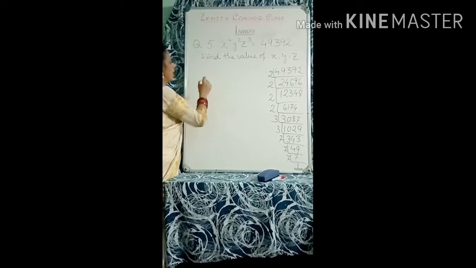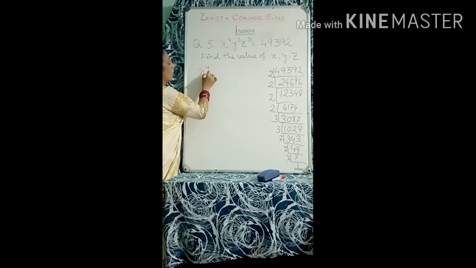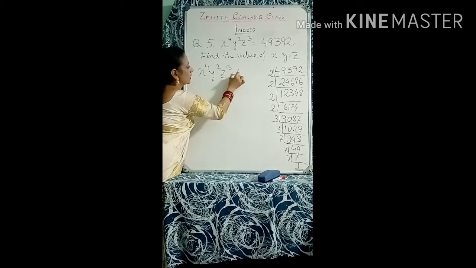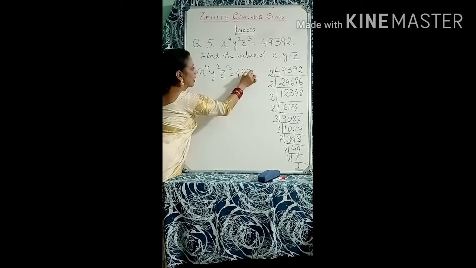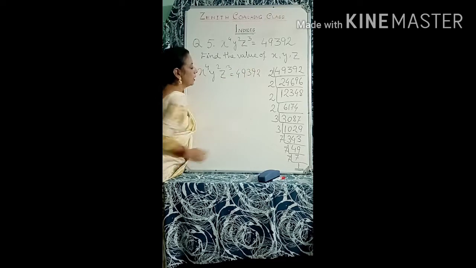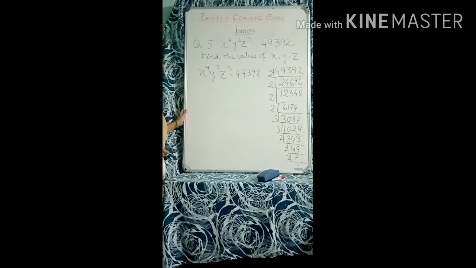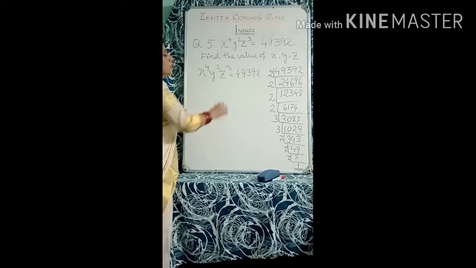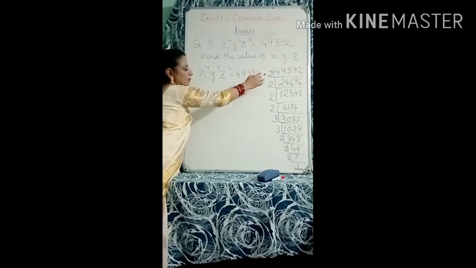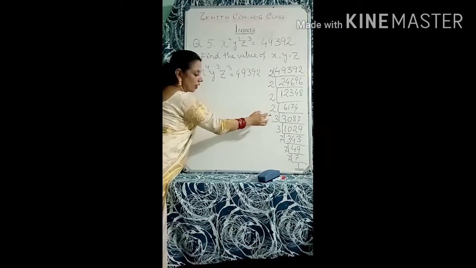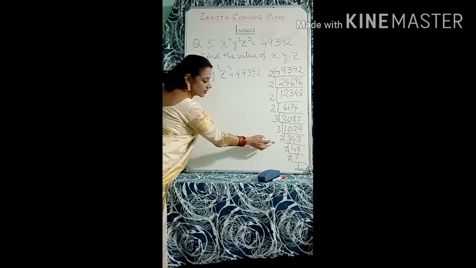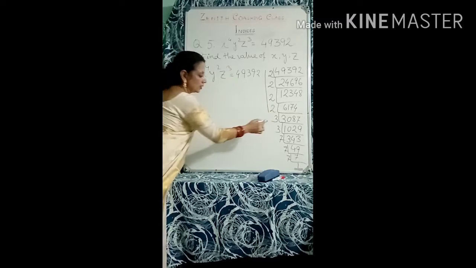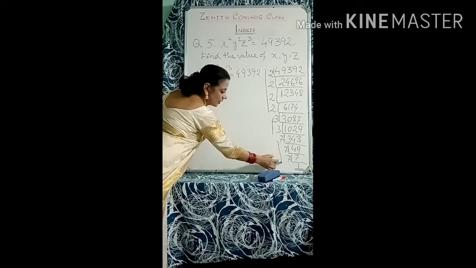So what do you have to write? x to the power 4 y square z cube equals 49,392. Now you have to factorize 49,392. Okay, I have done it here. Let's see. It is factorized by 2, 2, 2, 2, again 3, 3, again 7, 7, 7. So here are four 2s, two 3s, and three 7s.